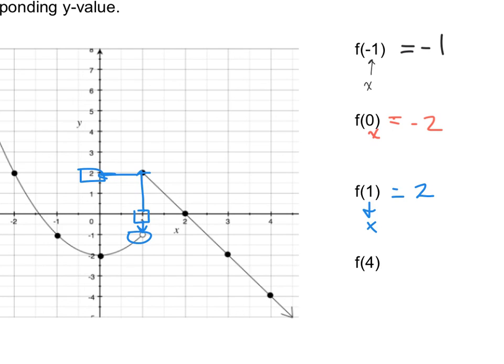Try to do f of 4 by yourself. When I plug in 4, I go down, and I get -4. And that's it.